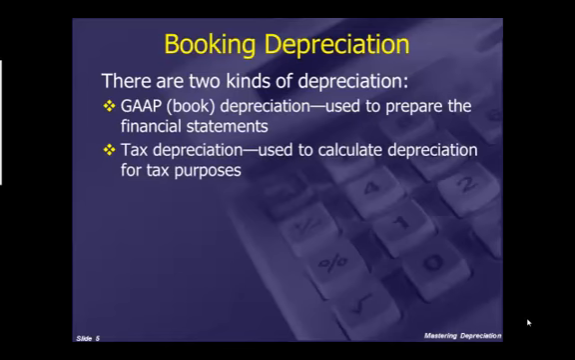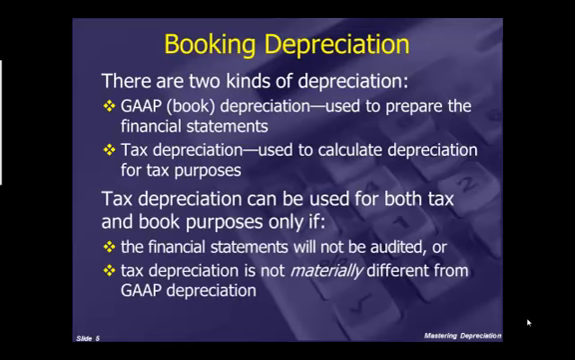We also have the second type, which is tax depreciation. That is used to calculate depreciation for tax purposes, for the income tax return. Tax depreciation can be used for both tax and book purposes only if the financial statements will not be audited, or if the tax depreciation is not materially different from that of GAAP depreciation.